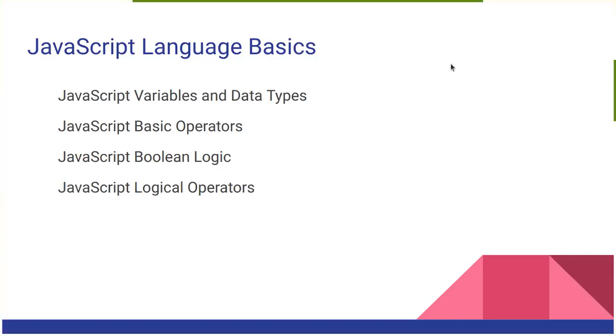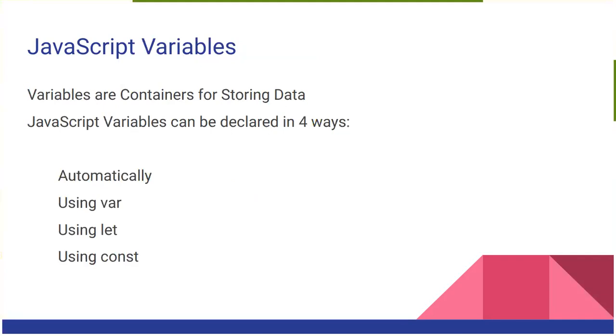It's time to start with some basics in JavaScript. So we are going to cover variables in JavaScript and what data types we can use, the basic operators, then Boolean logic, then how to use logical operators when it comes to writing some programming in JavaScript. So let me move on to the first topic, JavaScript variables.